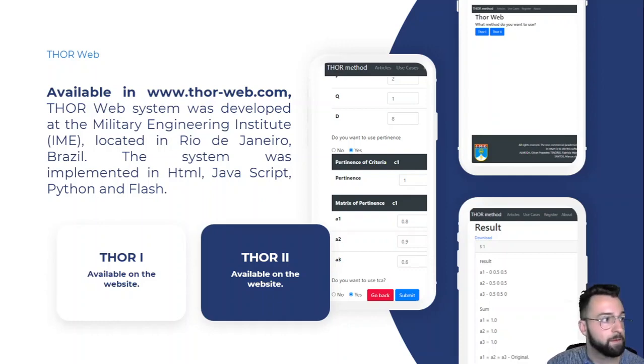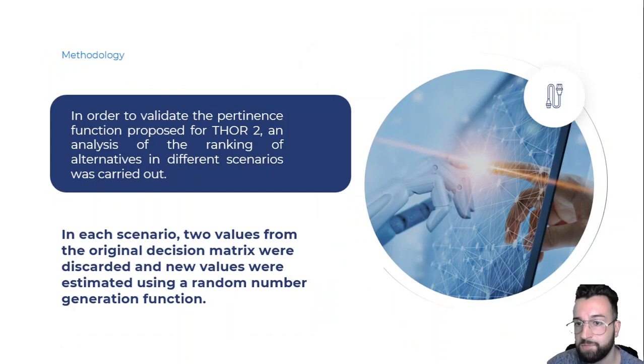So here we have the methodology that was used in this article. In order to validate the pertinence function proposed for THOR 2, an analysis of the ranking of the alternatives in different scenarios was carried out, okay? In each scenario, two values from the original decision matrix were discarded and new values were estimated using a random number generation function.